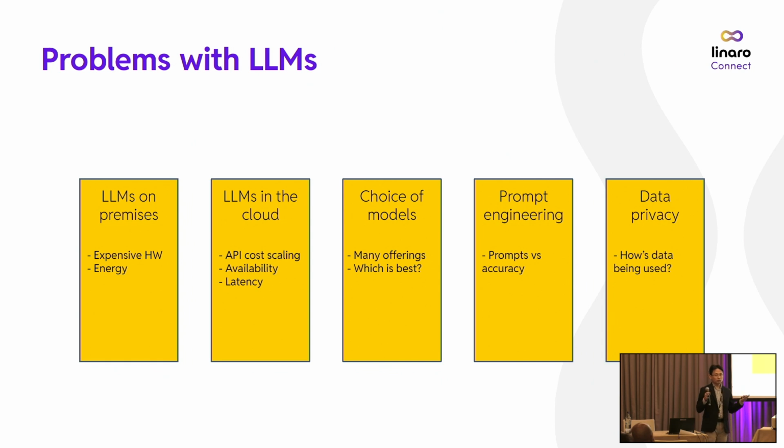Today there are too many models to choose from, and not all of them excel at coding, so we need to choose carefully. The accuracy of what you get from an LLM depends on how well you prompt, so you're basically limited by your ability of writing. And there are also data privacy issues with third-party LLMs. We don't actually know what they're doing with our data, so that's a concern.